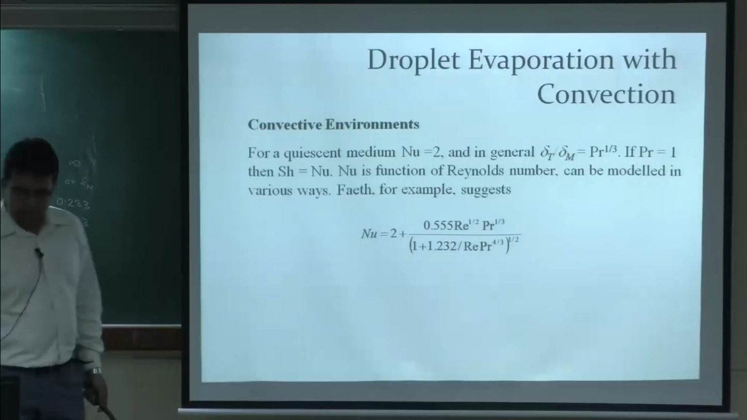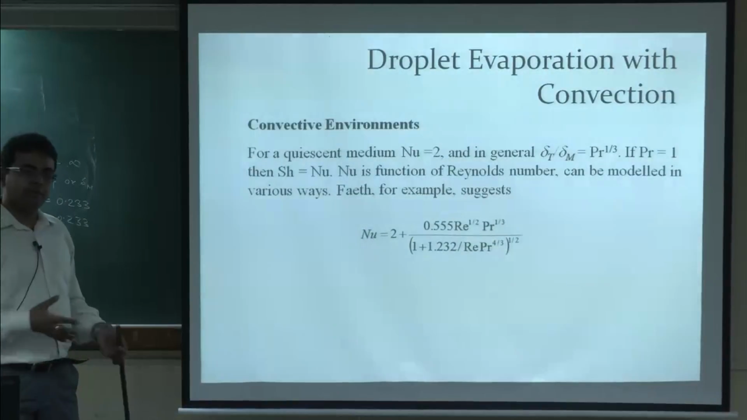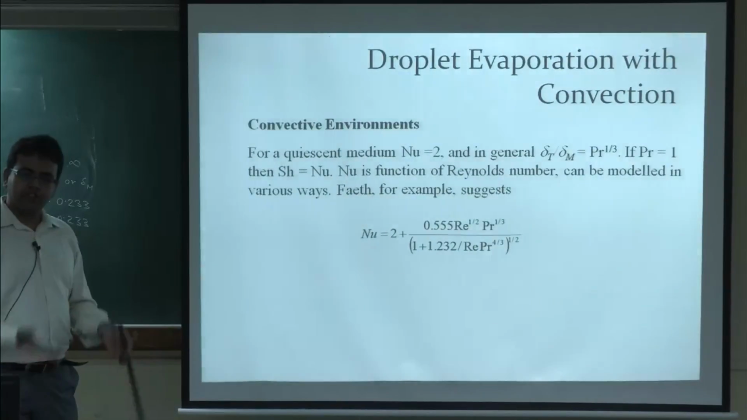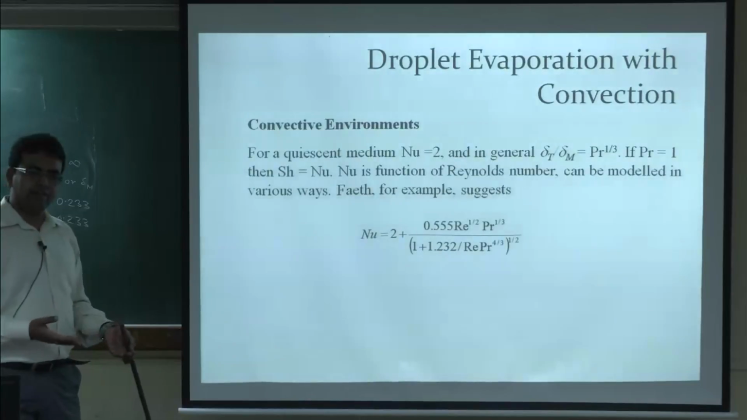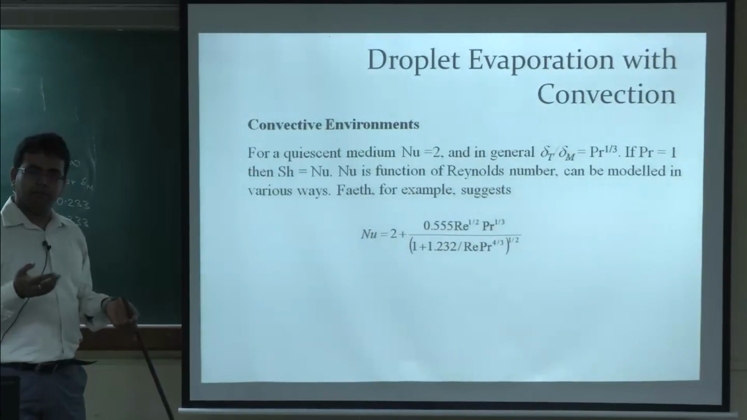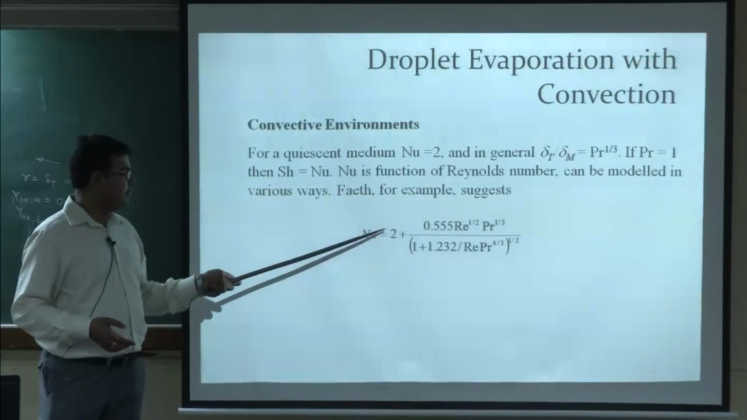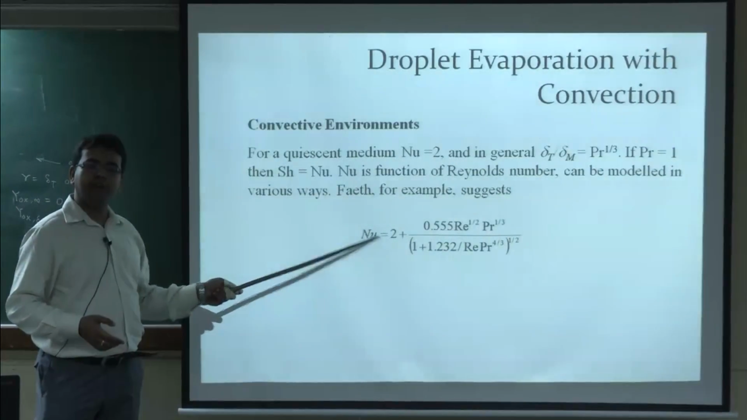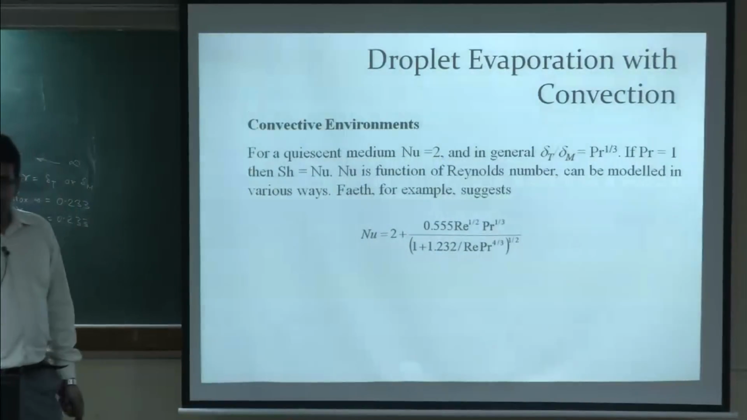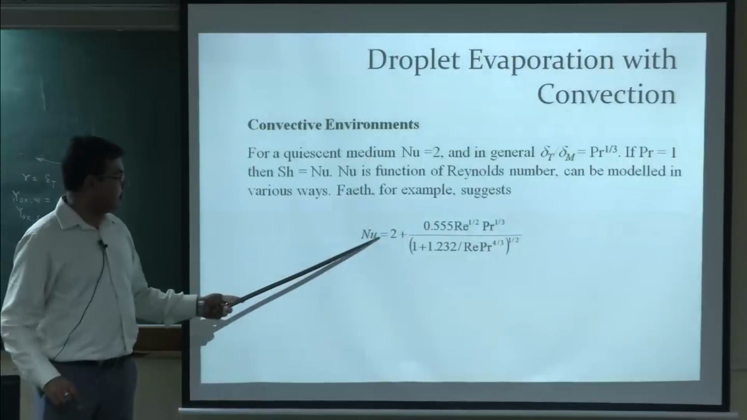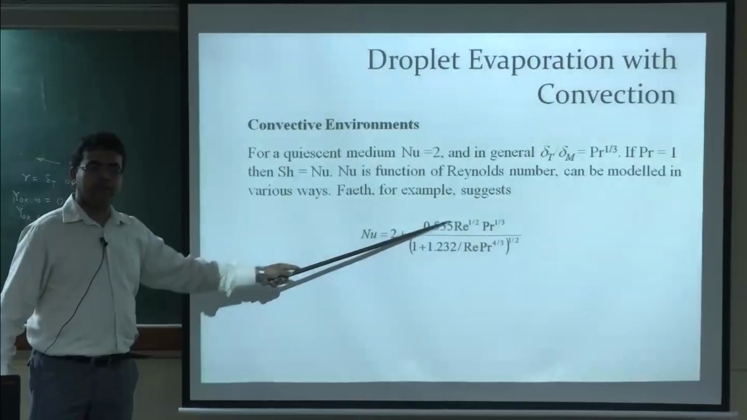So when you do the analysis for the convective medium, you can derive the expressions for the evaporation rate, but it is very easy. Whatever evaporation rate you obtained without convection, you just change that by a factor of Nu by 2, and then you can consider the effect of the Nusselt number. In that case, Nu will not be 2, it will be more than 2, depending on the Reynolds number and Prandtl number.